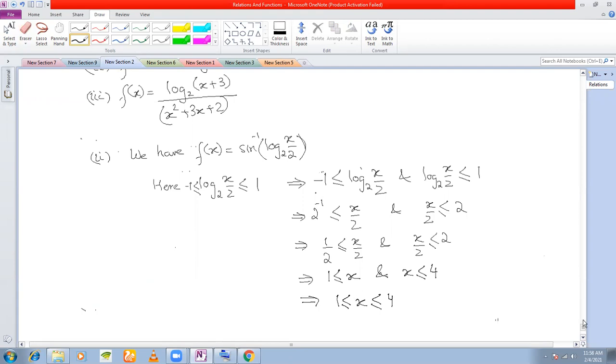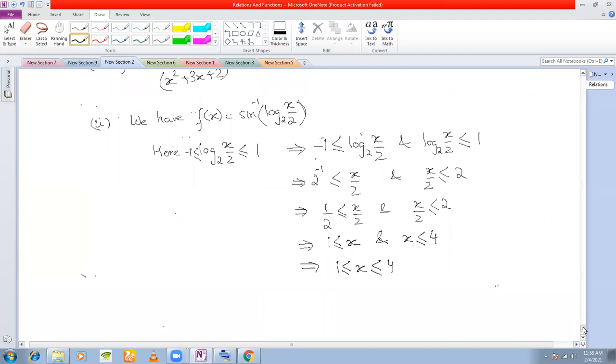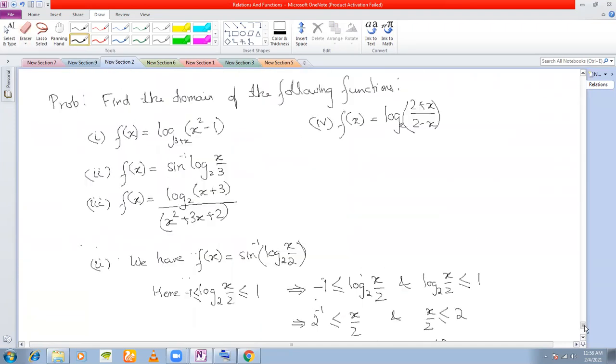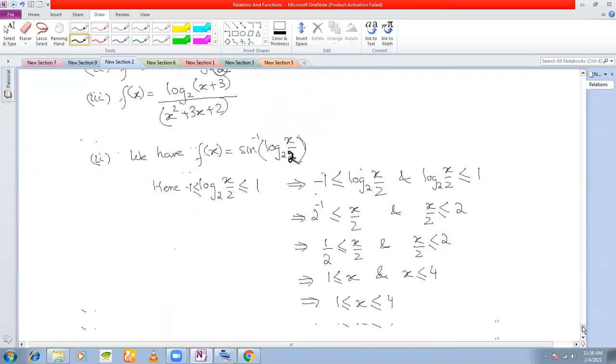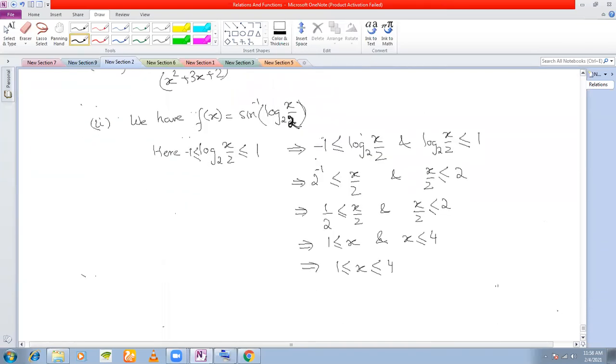So if x lies between 1 and 4, also what is the restriction on log? The restriction on log is that x by 2 must be greater than 0, because log of any negative number or 0 is not defined. Also x by 2 must be greater than 0. That means x must be greater than 0.